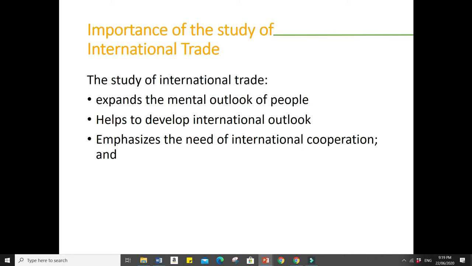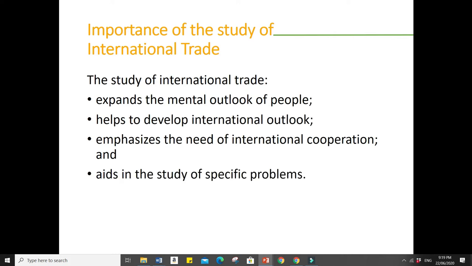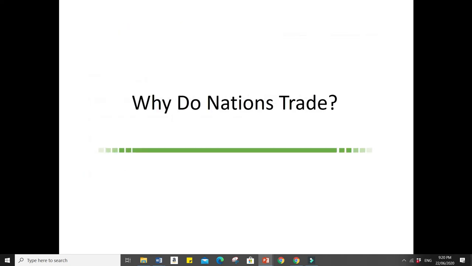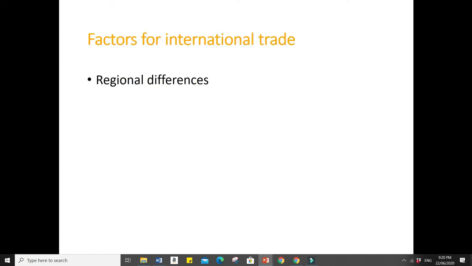And finally, one of the reasons why it's important to study international trade is that it aids in the study of a specific problem or specific problems. So any problem can be solved by international trade in the viewpoint of economics and not politics, right? So why do nations then trade? Let's try to see the reasons or the factors for international trade.